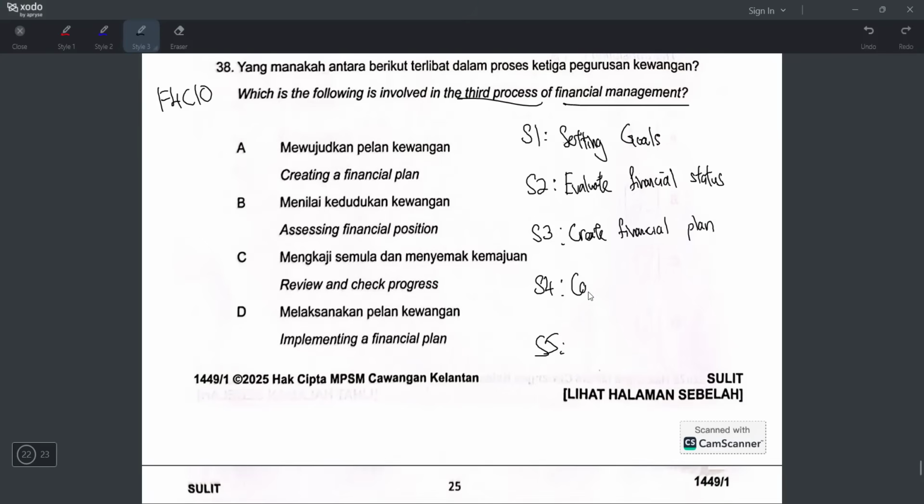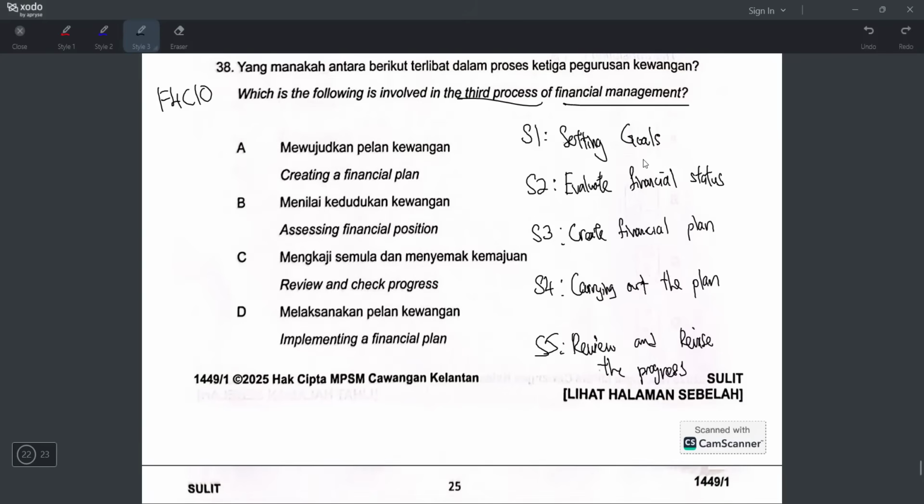Step 4 is carrying out the plan. Carrying out the financial plan. And then step 5 is review and revise the progress. Revise the progress. These are the 5 steps.